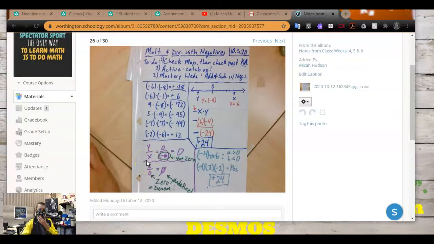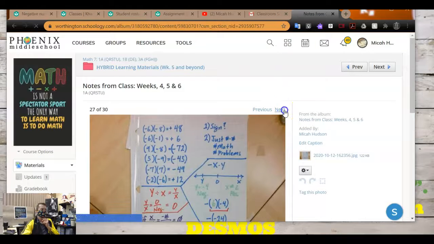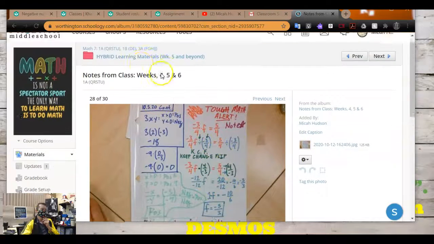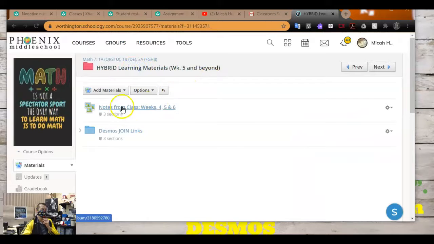Not all of these notes were taken with your class. So the color might look different, or it might repeat. So especially if you see 10.5 on multiple pages of notes, that might be repeating what a previous class did. But we talked about keep, change, flip. I show some tough math examples. So please go back and check those notes if you want.